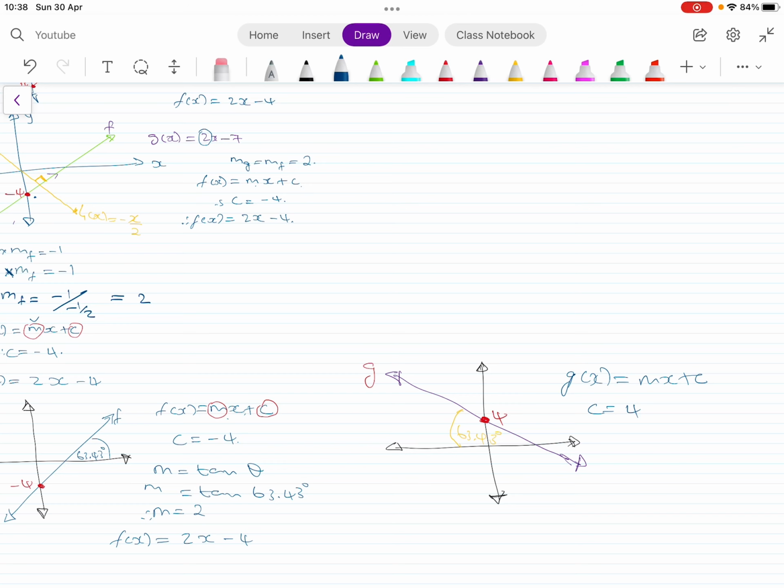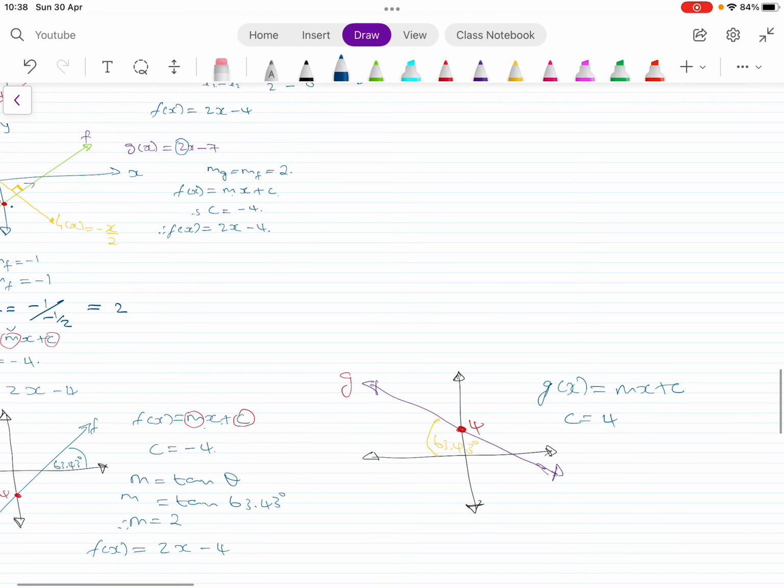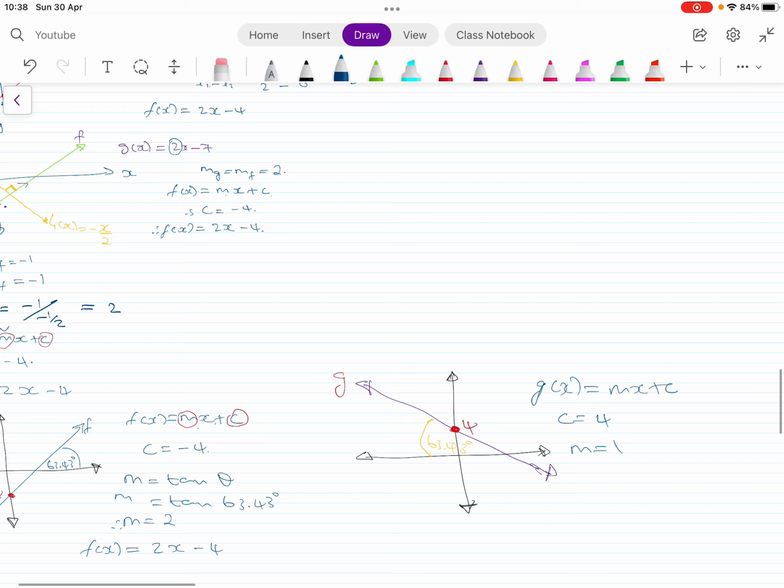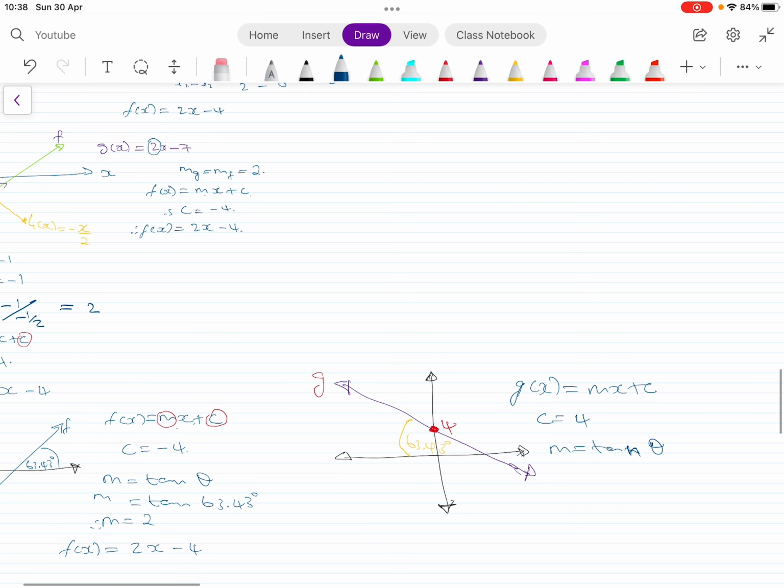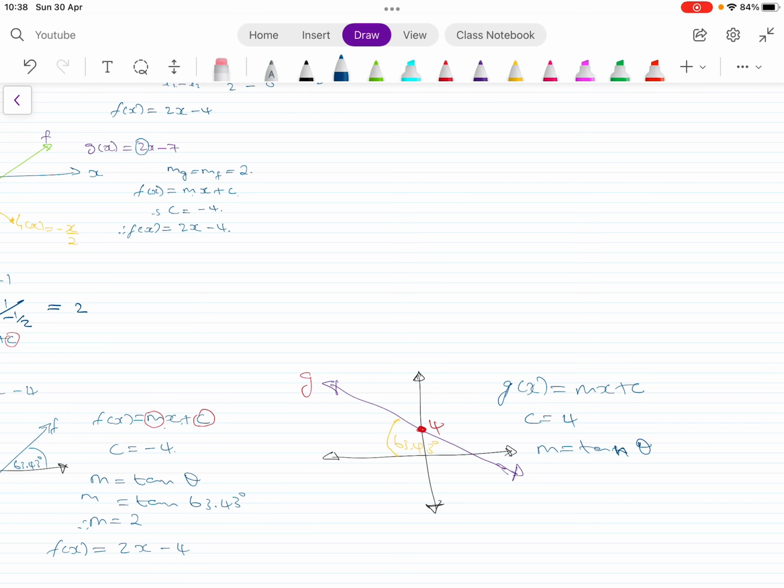And then after that, now we need to know what the value of m is going to be. But you know that m is equal to tan of the angle of inclination. Theta is supposed to be the angle of inclination, but in this case they didn't really give us the angle of inclination. They gave us the reference angle. The angle of inclination should be the angle from the positive x-axis all the way to the line itself.